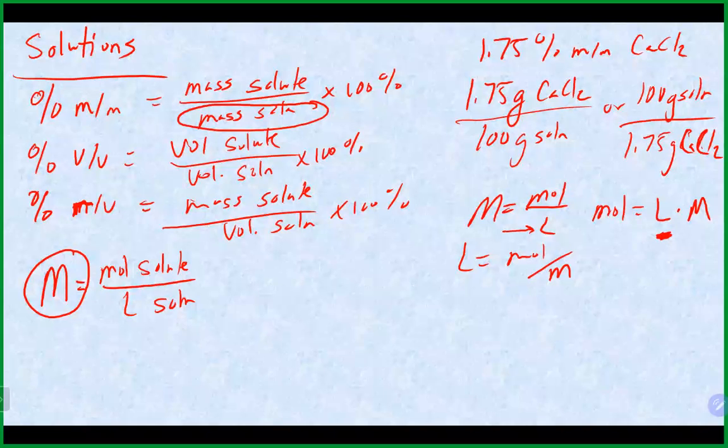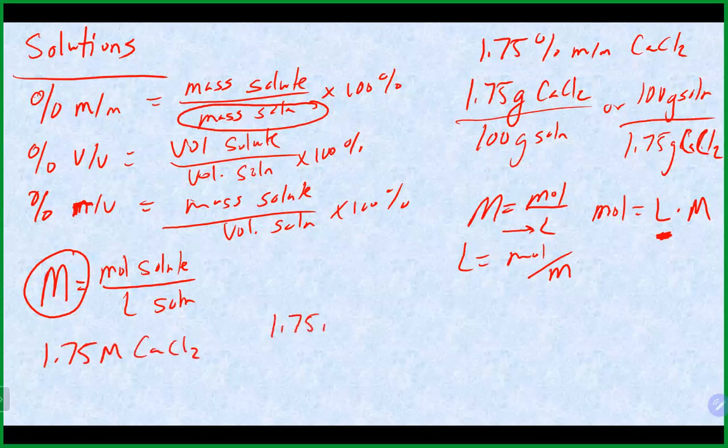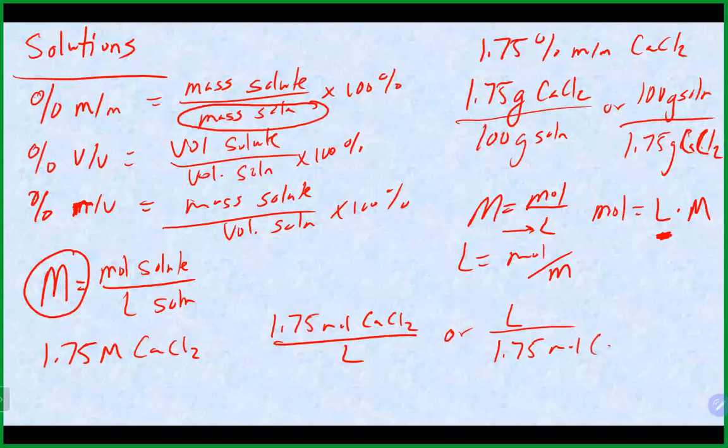And if you have something like 1.75 molar calcium chloride, basically that means that you have 1.75 moles of calcium chloride per liter of solution. The number always stays with the moles part, and it's always per 1 liter. And again, you could flip it on its head there and use it as a conversion factor. And again, you could put the liters up on top, the moles on the bottom.